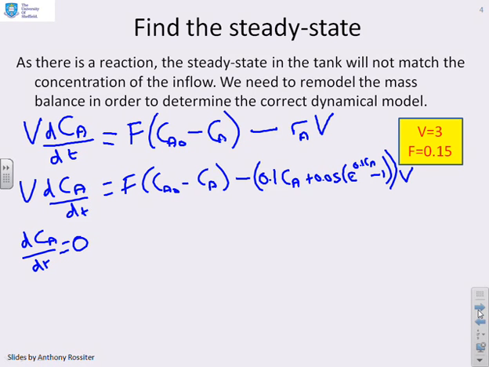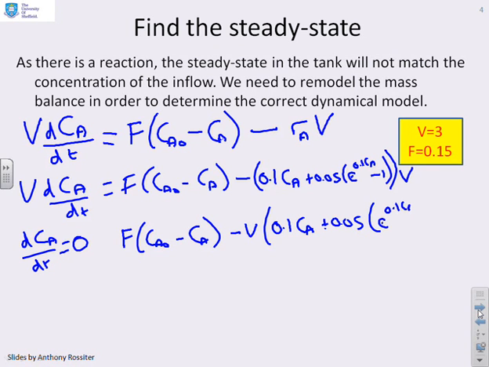What I'm going to do is I will just leave it as it is for now, so we don't make the same mistakes. We've got F into (CA0 minus CA) minus V into (0.1 CA plus 0.05 e to the (0.1 CA) minus 1). So there's our balance at steady state. And you might look at that and you might say, this is going to be fairly tricky to solve.